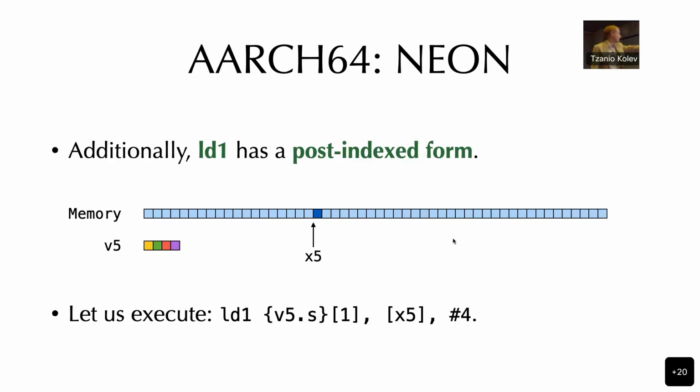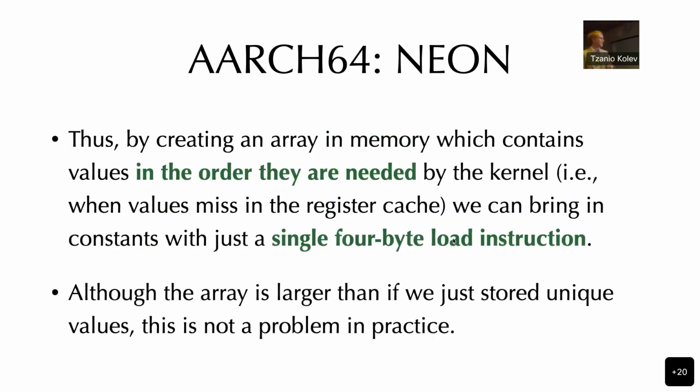This will load the value in X5 into the first lane starting from 0 of the vector register 5, treating it as single precision, and then it will increment the pointer. So it does the load into that specific lane, and then it post-indexes. It marches our pointer forwards 4 bytes. 1 instruction.